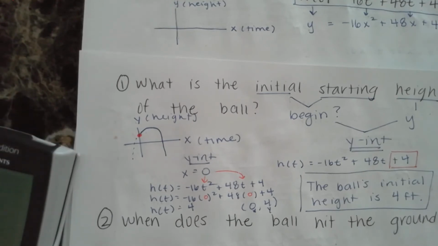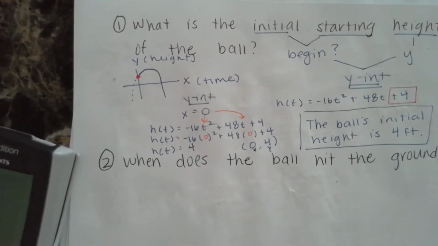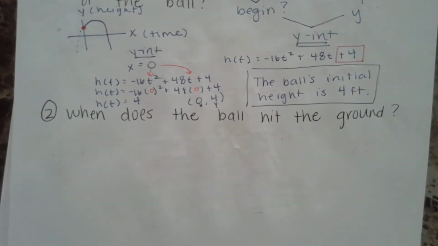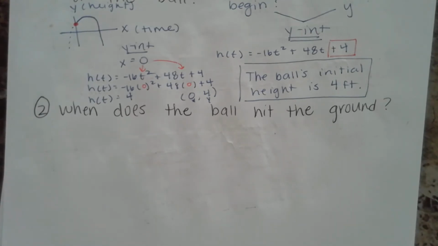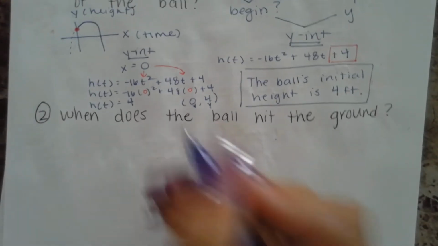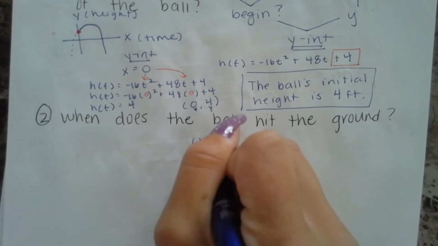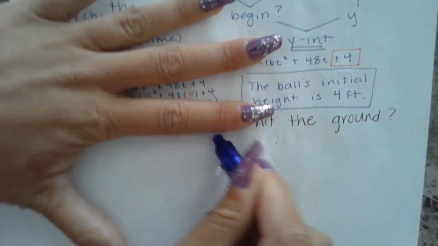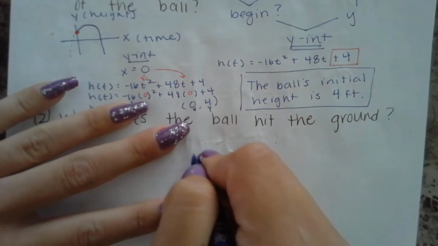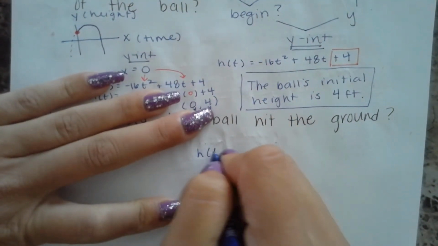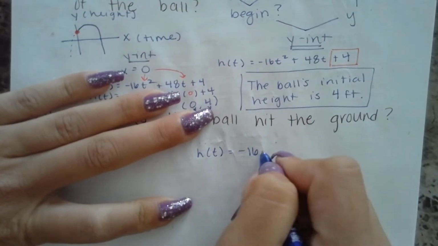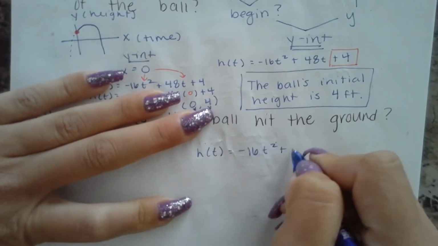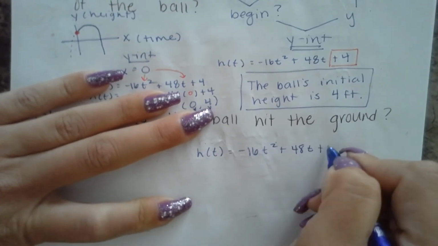Now, the second question. When does the ball hit the ground? So let me go ahead and rewrite our equation. So we had h of t, apologize. So we know what we're looking at. h of t equals negative 16t squared plus 48t plus 4.